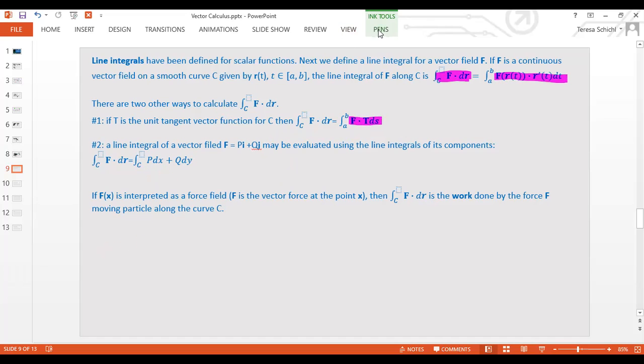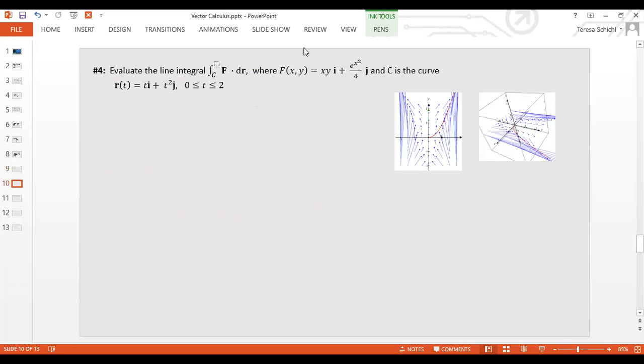The last thing we talked about is the physics applications. If F is a force field, then we know from the basic introduction to physics that force times distance is work. So here it is the same. F dot dr is the work done by the force F moving the particle along the curve C. That's just one of the physics applications. Now let's take a look at some practice problems, some examples, to see if we can do that mechanically.